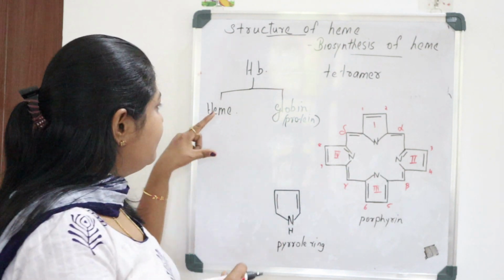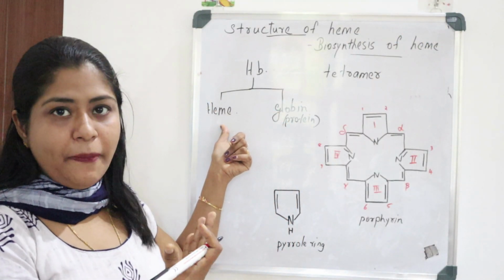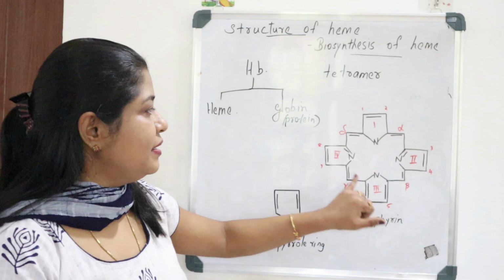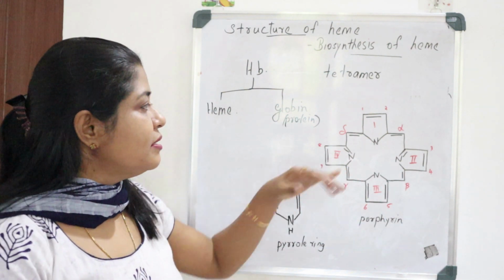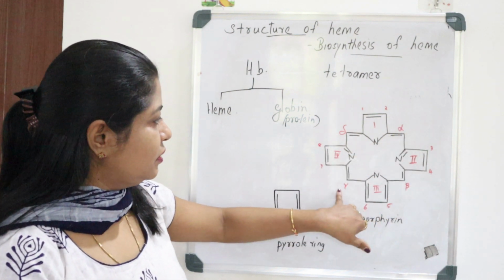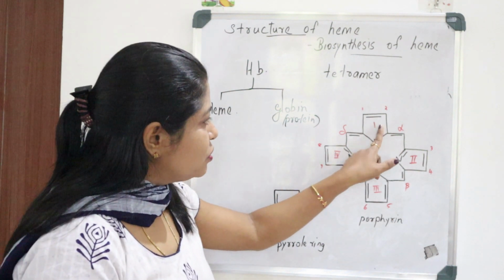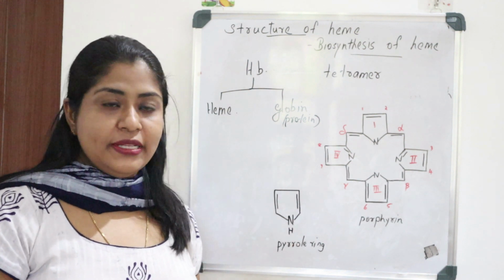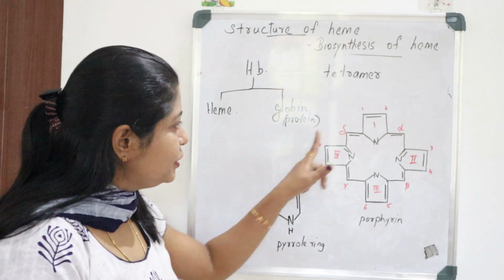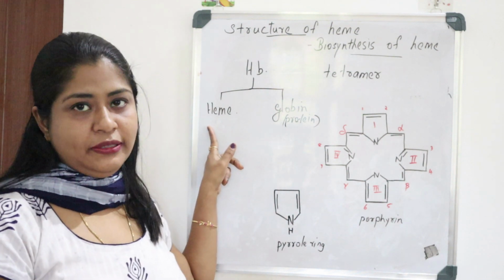So hemoglobin is a tetramer, and each subunit has one heme and one globin polypeptide chain. Coming to heme, it is a cyclic compound, a porphyrin ring. This heme has 4 pyrrole rings, and these pyrrole rings are linked by methenyl bridges, alpha, beta, gamma, delta. These 1, 2, 3, 4 are the pyrrole rings. I have also drawn a pyrrole ring alone. So 4 such pyrrole rings joined by methenyl bridges constitute the heme structure.